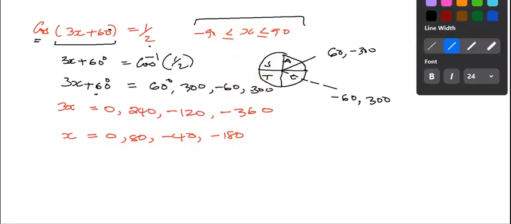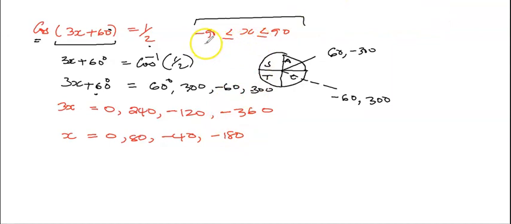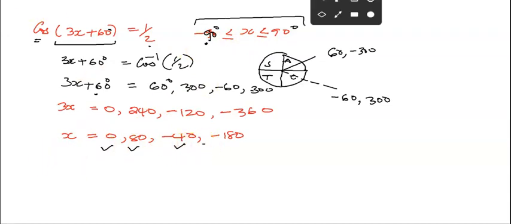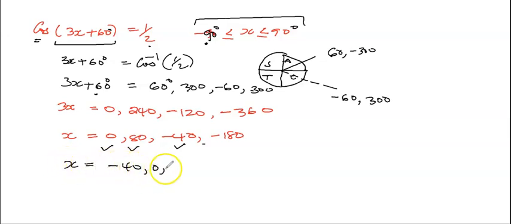But what is the range of values you're looking for? Between 90 and negative 90. So between negative 90 and 90, which values do we have? We have this one here, and this one, and this one. Therefore, the answer is here. You have x is equal to negative 40, 0, and 80.